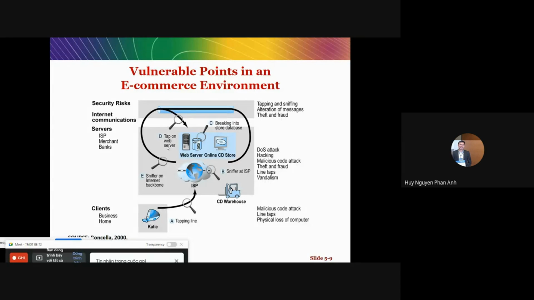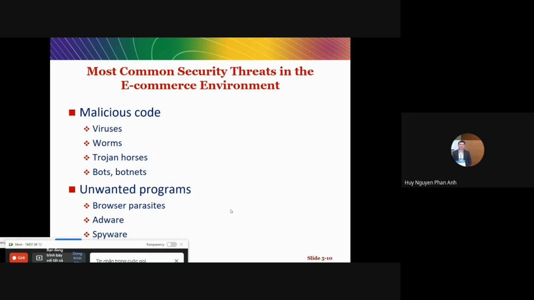And D, maybe they can attack here. So there are several ways. In E, they can attack directly the internet backbone. Okay, so you can see that there are several points which are vulnerable, which are the weak points, easy to be attacked. There are several threats over here. You just listed them as well, right?